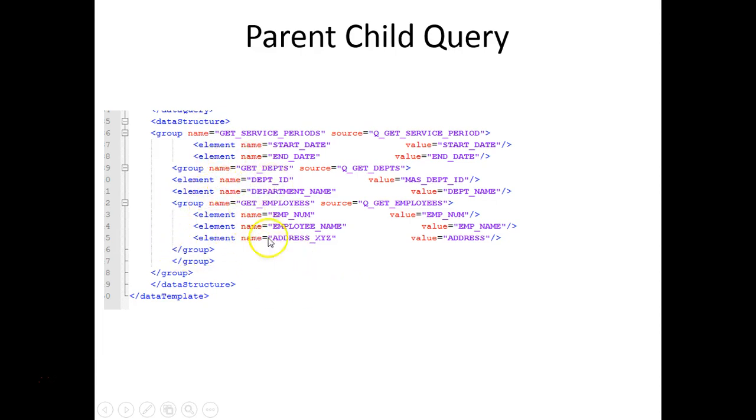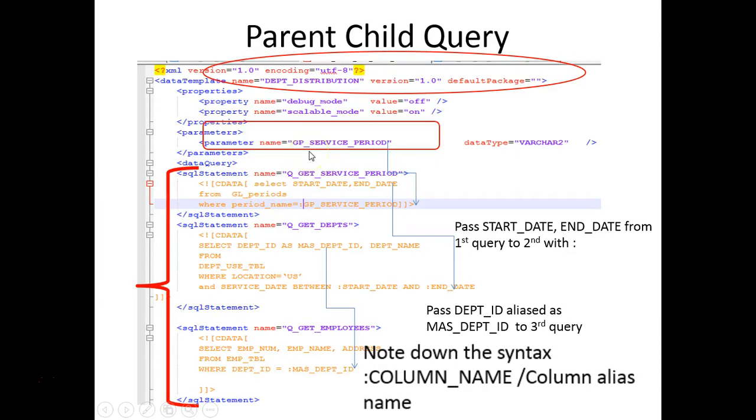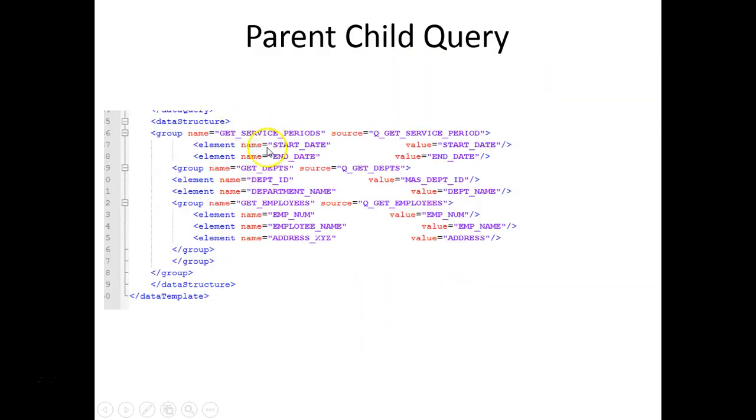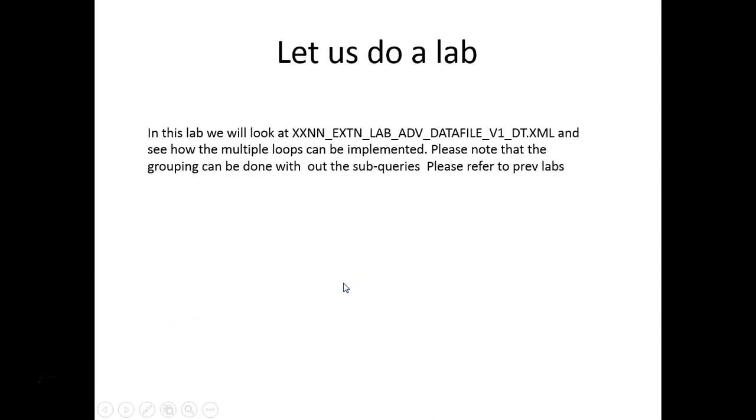Please note that you don't have to have a parent-child to build a data structure. You would have seen in the past examples where we created a structure without going through the parent-child. But here is how you specify your parent and child relation in the data structure. You can see the service periods, employees, and the department.